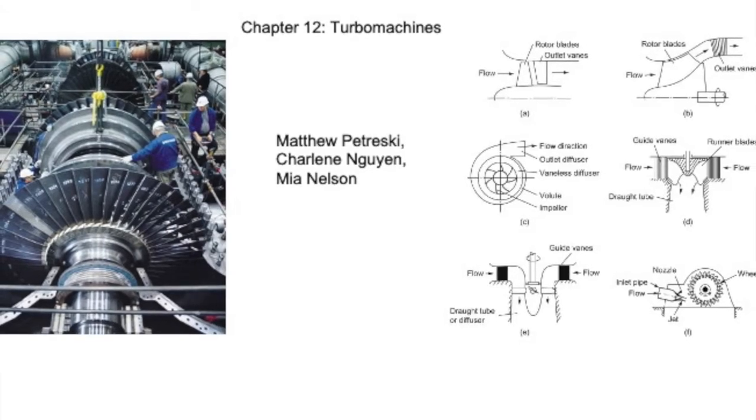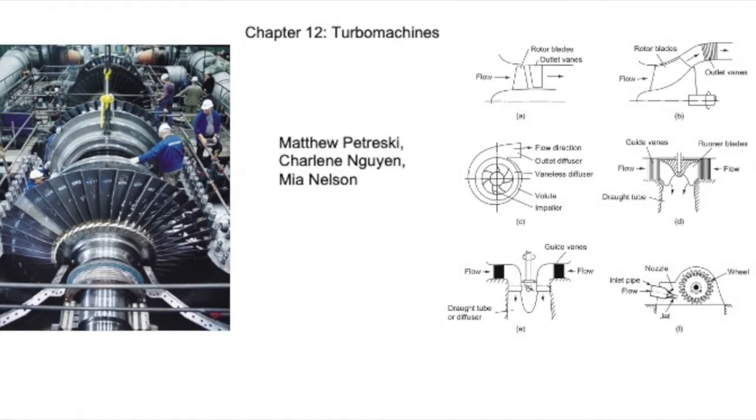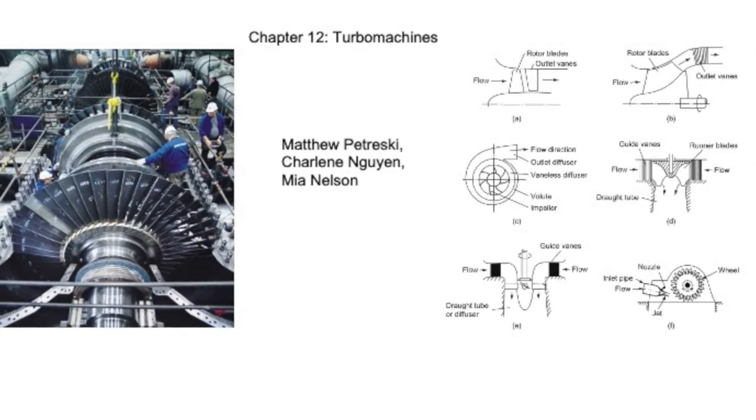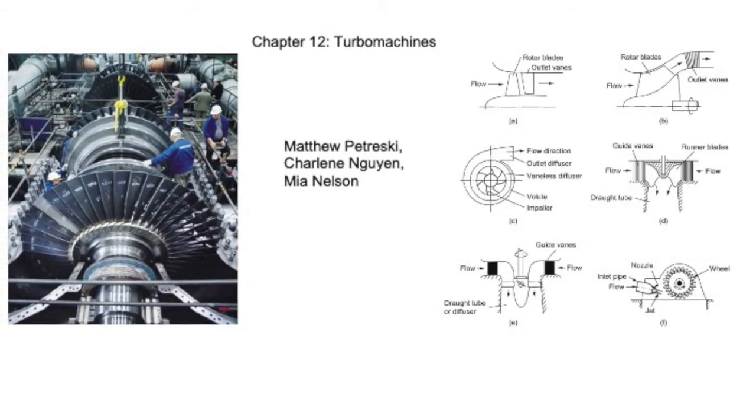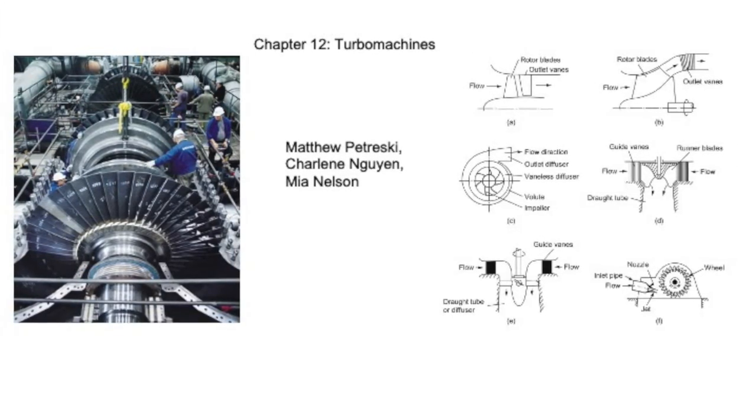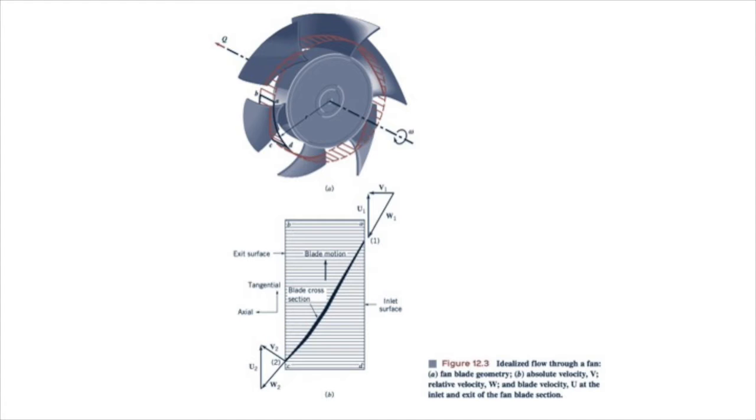Today we are going to discuss turbo machines. Turbo machines are mechanical devices consisting of several blades attached to a rotor that either extracts energy from a fluid or adds energy to a fluid as a result of dynamic interactions between the device and the fluid. They can be classified as axial flow, mixed flow, or radial flow machines.